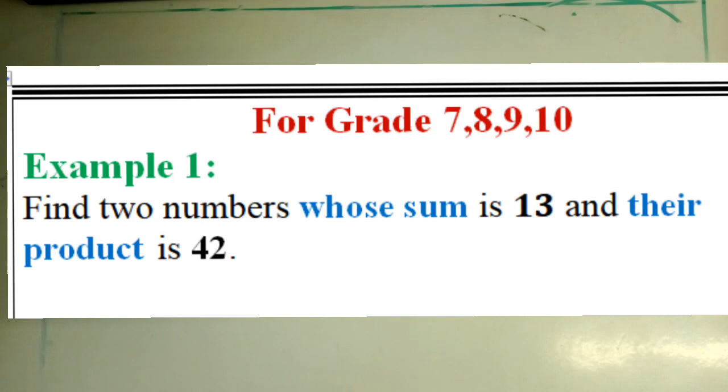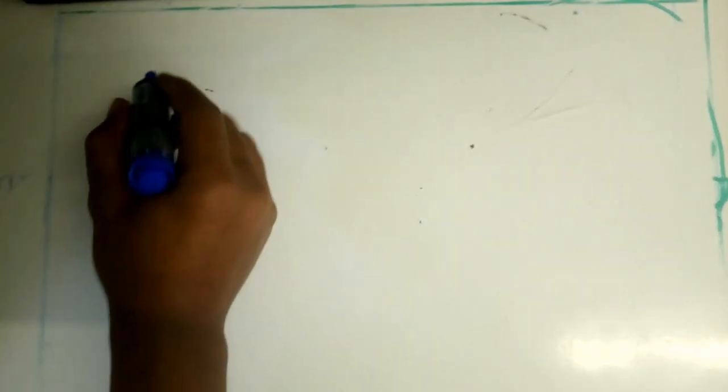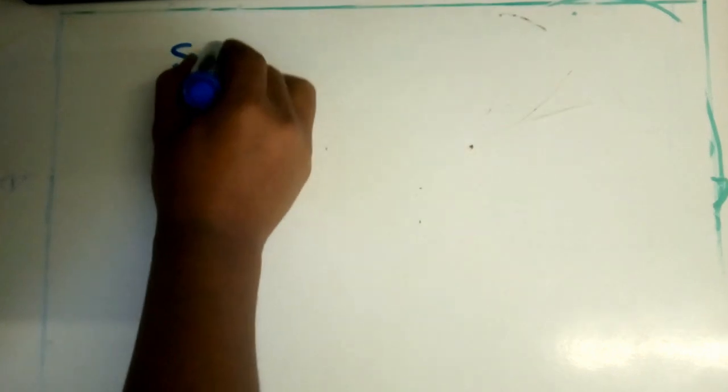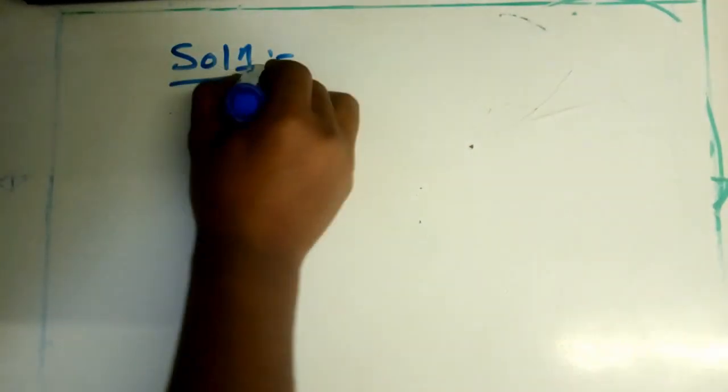You see the first example states as follows: find two numbers whose sum is 13 and their product is 42. To do this question, we can start from extracting what we are given. Therefore, let us start the solution.